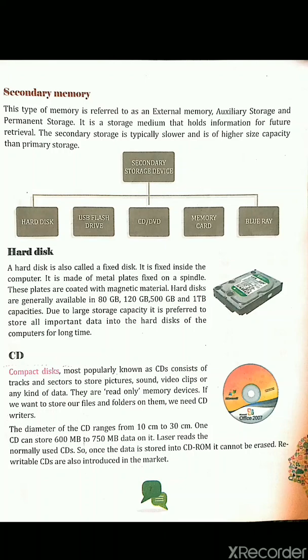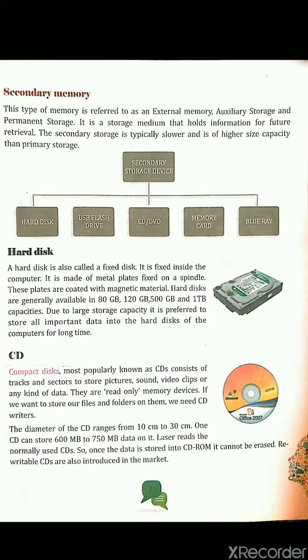It is fixed inside the computer or CPU box. It is made of metal plates fixed on a spindle. A spindle is a pin that is in the center of the hard disk. These plates are coated with magnetic material. Hard disks are generally available in 80 GB, 120 GB, 500 GB, 1 TB, and up to 5 TB capacities.